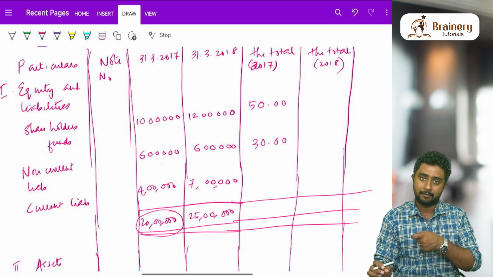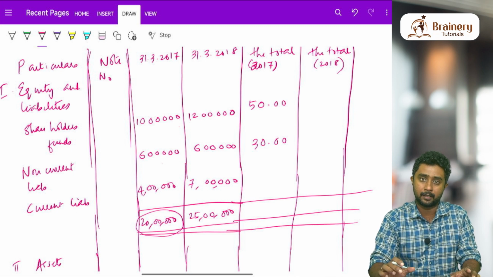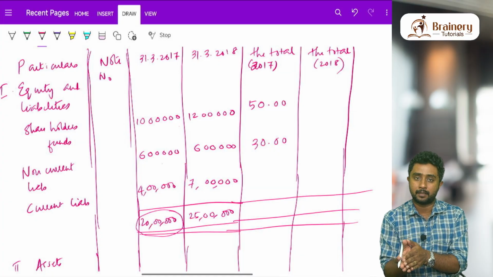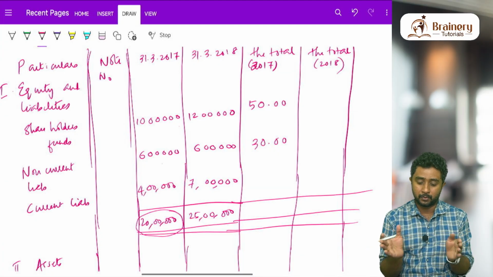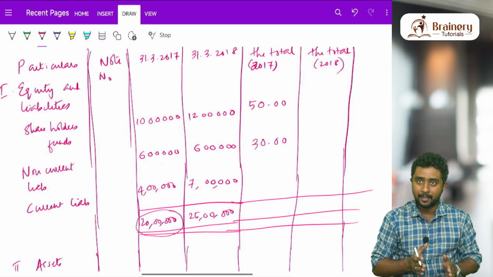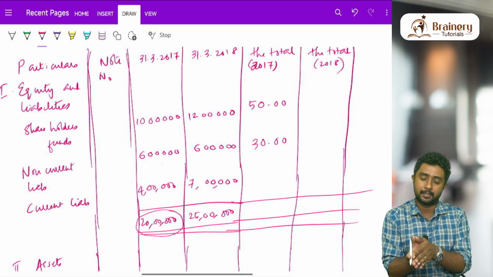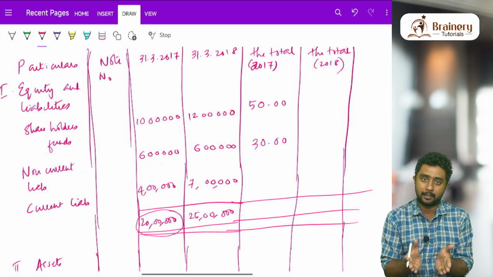So 4 lakh divided by 20 lakhs into 100. Hope you are getting the concept. Here there is no connection between this amount and the next year's amount. We are not comparing those two, or finding out any difference between any of these amounts. We are only calculating the first year first, followed by the next year. These 2 years are not connected in any way.